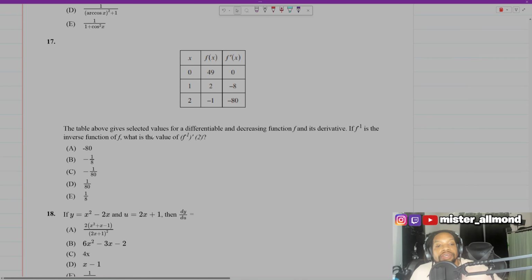17. The table above gives selected values. This is the type of table problem really that a lot of people got messed up on, whenever there's an inverse involved.